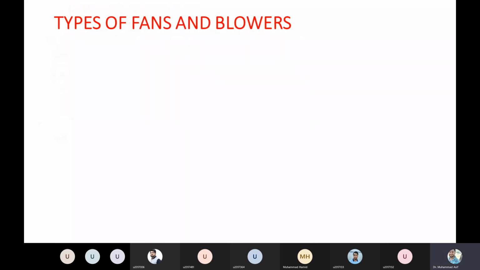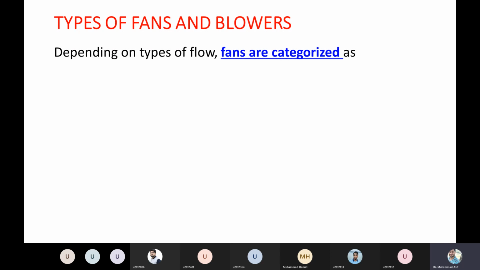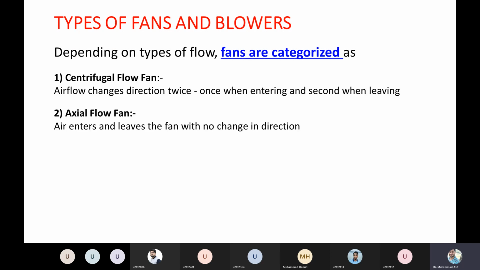Then the different types of fans and blowers. Depending upon the type of flow, we can categorize the fans into centrifugal flow fans and axial flow fans. When we say centrifugal flow, the airflow changes direction twice, once when entering and second when leaving. The direction of flow entering is different from the leaving one, generally perpendicular, whereas in axial flow, air enters and leaves the fan with no change in direction.